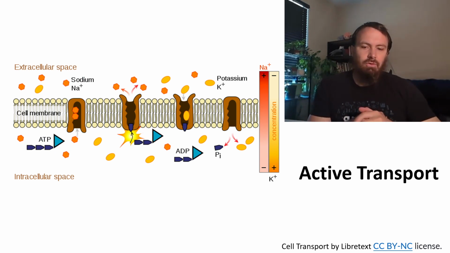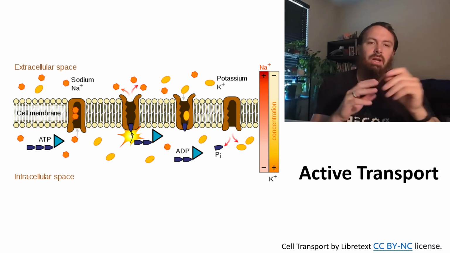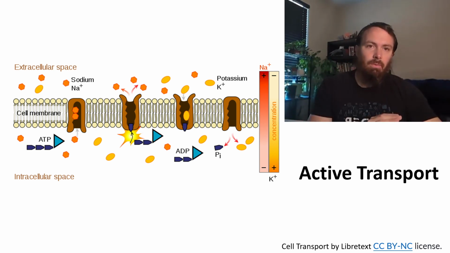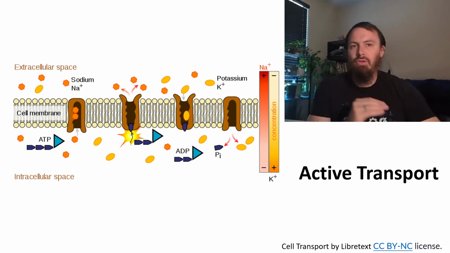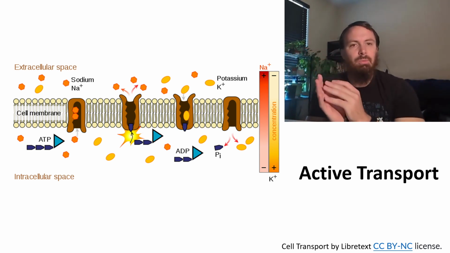Then we have active transport. So active transport requires energy, and it's usually going against the concentration gradient. So simple and facilitated diffusion is going from high concentrations to low, right? And that's free. You don't need to add any energy to the system for it to do that. But if you want to go from low concentration to high, you have to put in some energy.